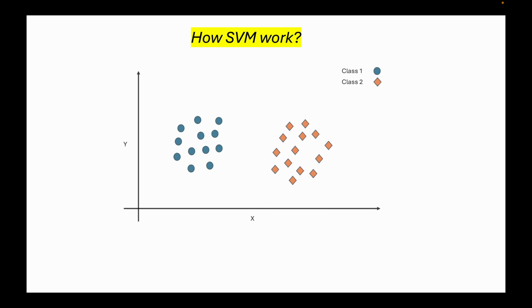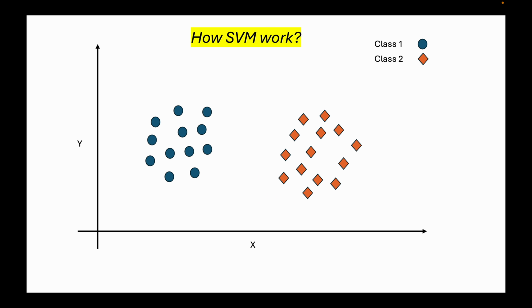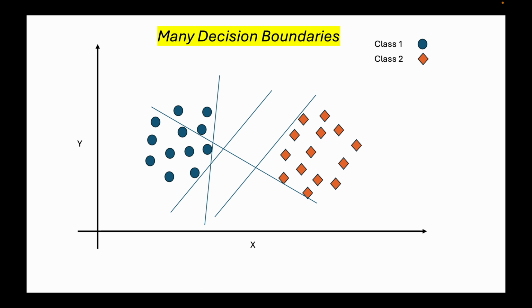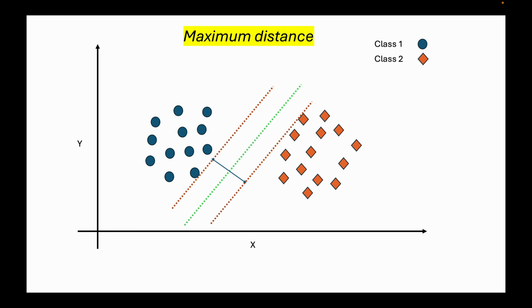Now let's see how support vector machine works. For example, we have a data set of two classes. One is blue, another is orange. Now we have to find out whether our new data is either blue or orange. But we can have many decision boundaries like these lines. Therefore, we have to find which is the best decision boundary. For that, the main objective of SVM is to find the maximum distance from both the classes, and that is our optimal hyperplane.